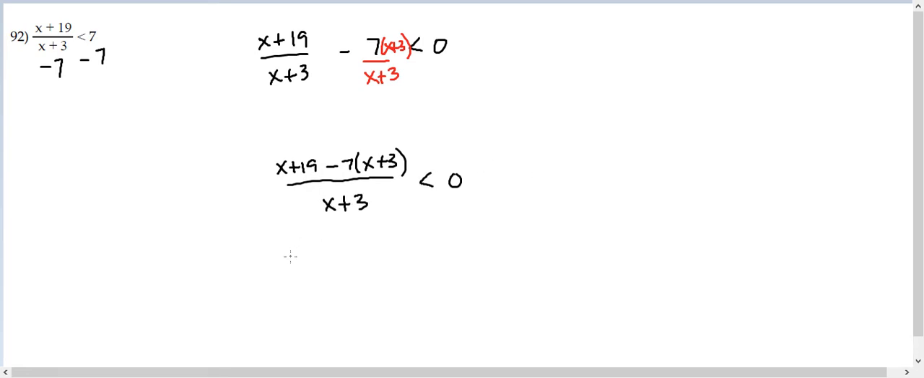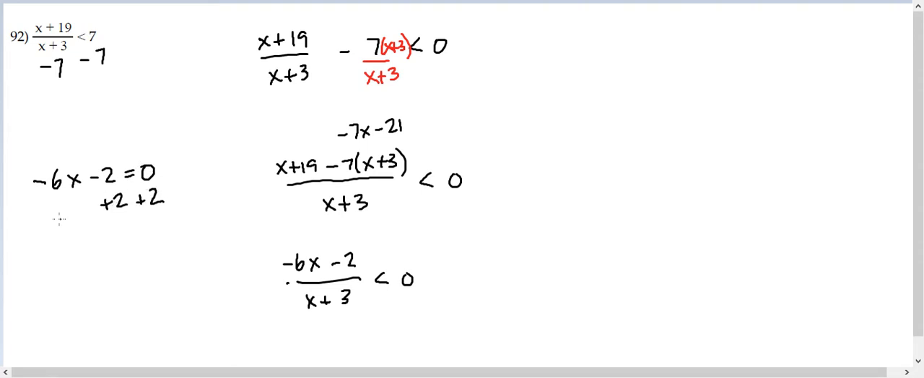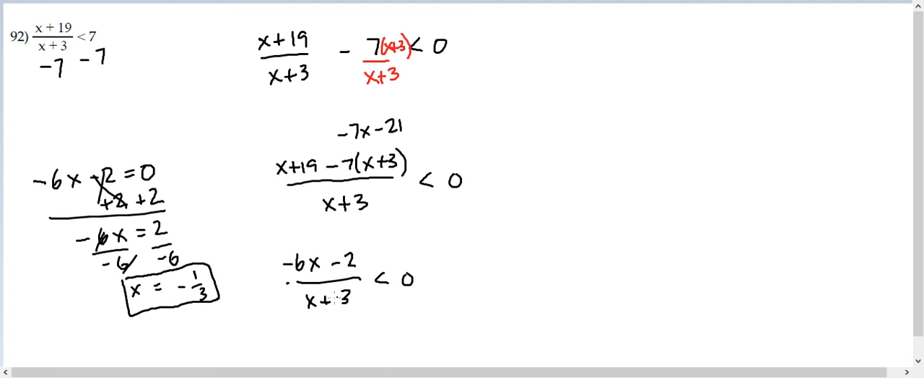So we simplify the numerator part, and we get negative 6x, because this is negative 7x minus 21. So x minus 7x is negative 6x, and 19 minus 21 is negative 2, over x plus 3. And so again, now we're back to where we have to ask, what makes the numerator 0? Because that's important to me. So we do that math and we get negative 1/3 here, since 2 over negative 6 is negative 1/3. So that's where the numerator is equal to 0.